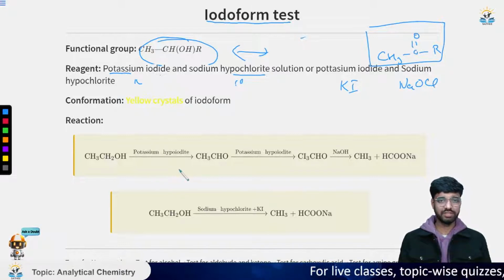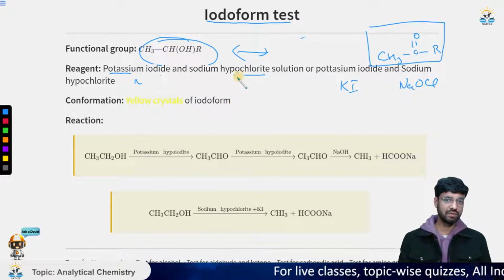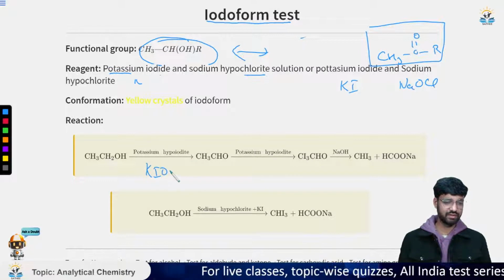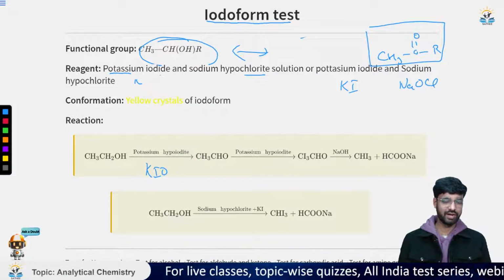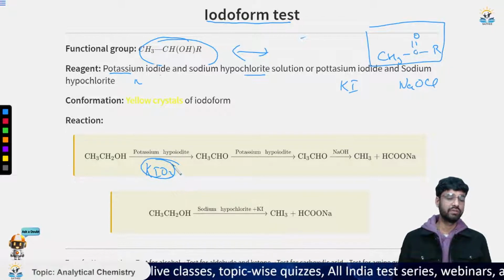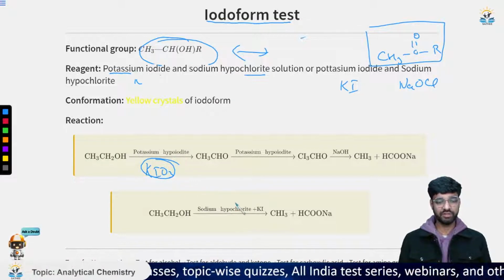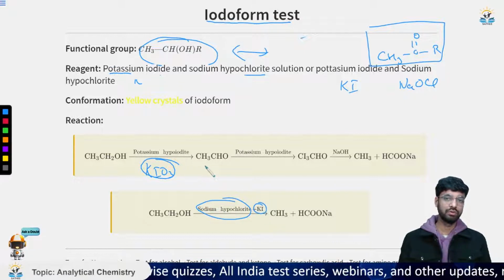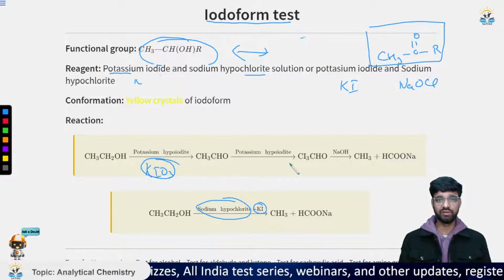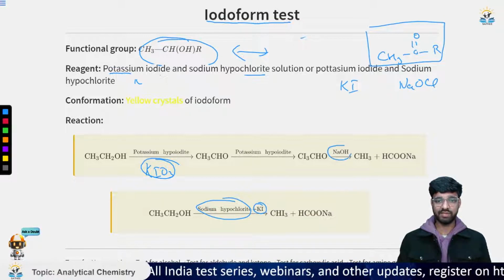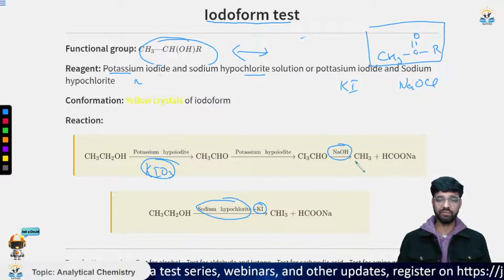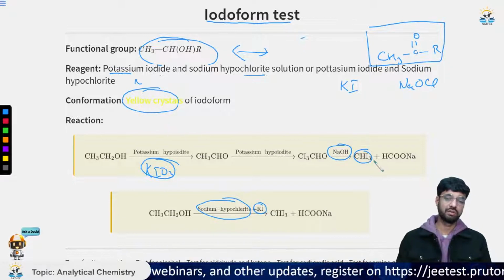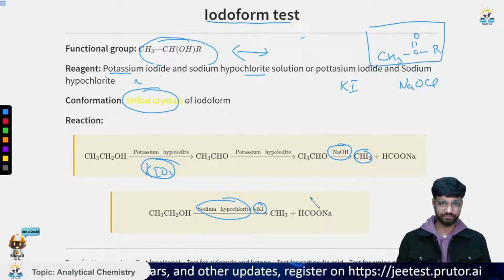So this is the solution that you can take. This is potassium hypoiodite, KIO3. If you treat it with KIO3, which is nothing but the product of the reaction of these two, with excess amount, and then treat it with NaOH at the last, in the presence of base basically, you will get your iodoform, which is a yellow crystal, which has a yellow color.